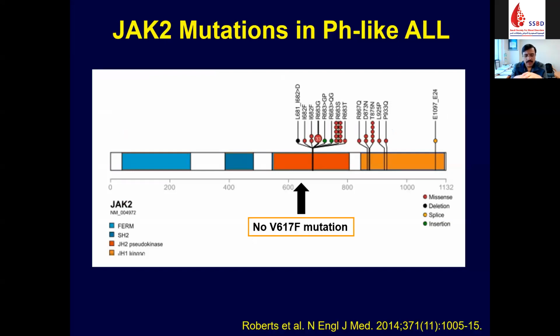Now, it's also important to highlight that the JAK2 mutations which occur in PH-like ALL are different from what we know in MPNs. As far as I know, no patient has yet been described with a V617F mutation within PH-like ALL. These are patients who will have different mutations, as shown in this figure here. And the most common one is R683G. So if you're looking for a JAK2 mutation in PH-like ALL, you have to have a panel which spans all the exons. If you just look for the V617F mutation, that won't pick it up.